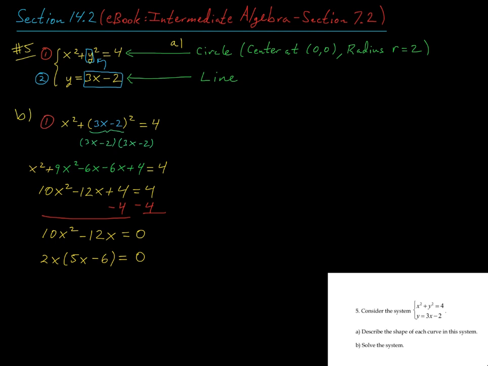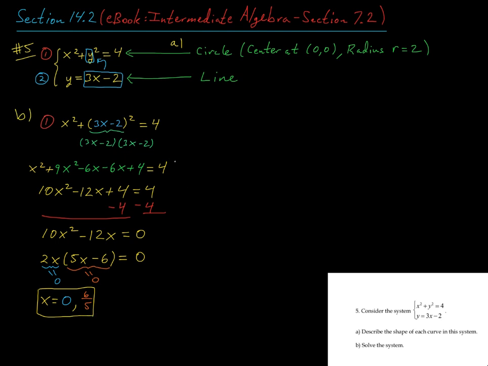And now we're in good shape because with this factored form, I can now just write down the solution. So if 2x is equal to 0, then x is 0. And if 5x minus 6 is 0, then adding 6 and then dividing by 5 will give us that x is 6/5. All right. So here are the solutions for x.